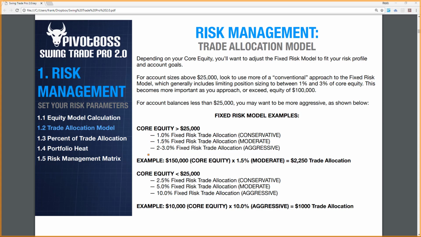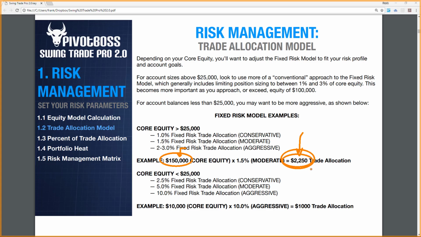Now, you can see right here, for example, a $150,000 account times 1.5% of core equity gives you a $2,250 trade allocation. So if you're trading a 150K account and you want to go 1.5% of fixed risk trade allocation on the next trade, you're going to be risking about $2,250, right? And that, again, is not chump change, but it is an amount that, given the size of the account, works really, really well, especially when the odds of profitability are in your favor for that opportunity.